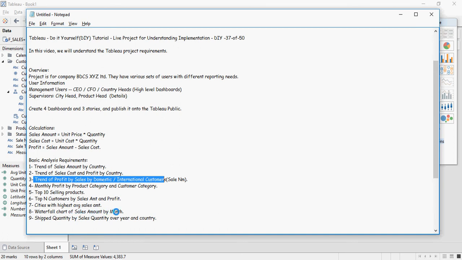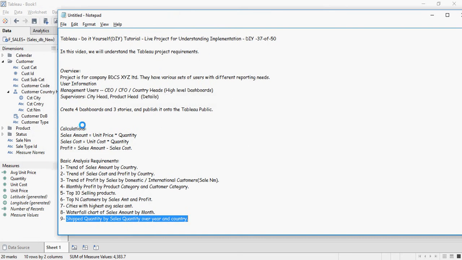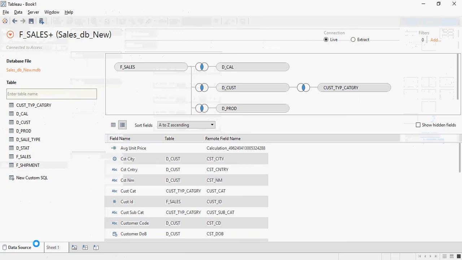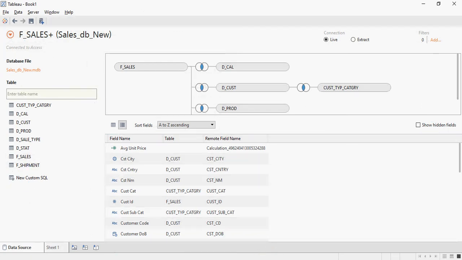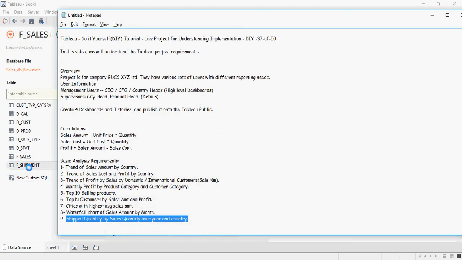Also, shipped quantity by sales quantity over year and country. Remember that shipped quantity is part of the shipment table here. This is the shipment table, right? So you have to blend the data in order to achieve shipped quantity by sales quantity. How you do it is something which is a challenge.